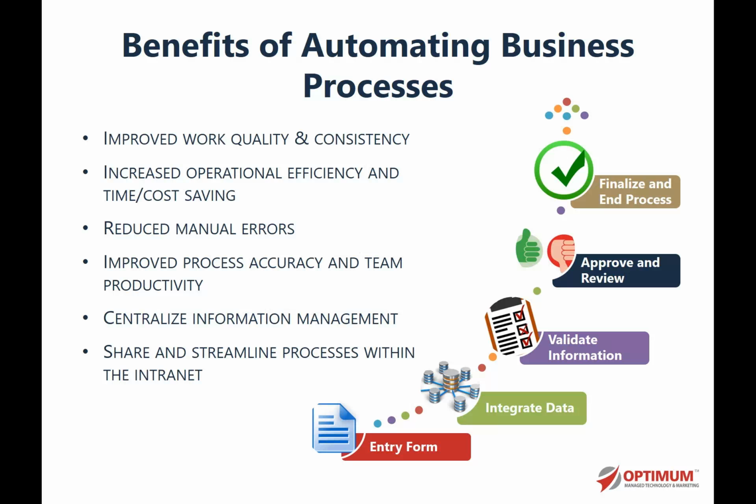Another benefit of using automation would be reducing manual errors and increasing efficiency. And you see a little diagram here. Processes usually start with a form capturing the data, but then it goes through a workflow of integrating that data with other things, validating that information, sending it through an approval process, and then finalizing and ending the process. So again, the point in this slide is that forms are actually just a part of a back-end process that can be very easily automated.